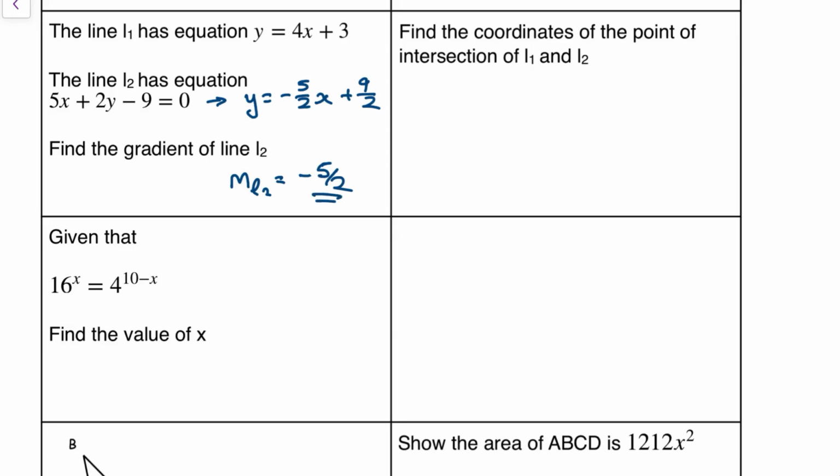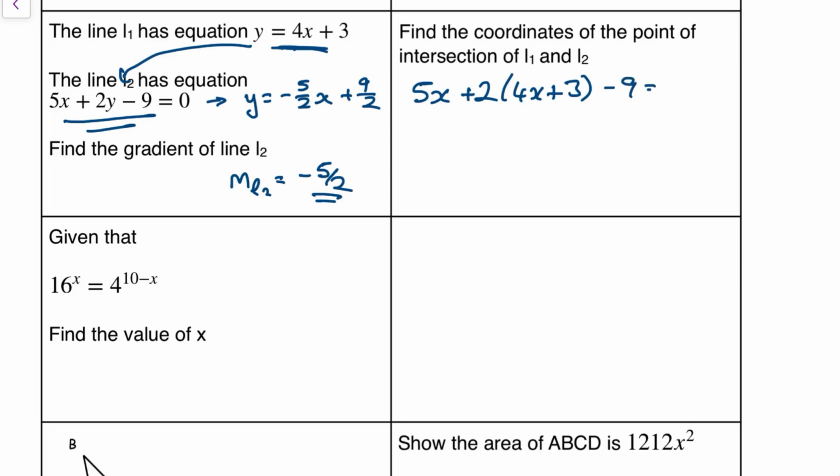Find the coordinates of the point of intersection of L1 and L2. All right, so the way I'm going to do this, I'm going to start with the original equation here. And I'm going to take this y here and substitute it for 4x plus 3. So in other words, I'm going to put this y into this y here. So that's going to give me 5x plus 2, and instead of y, I'm going to write 4x plus 3, minus 9 is equal to 0. And let's do some expanding. So 5x plus 8x plus 6 minus 9 is equal to 0.